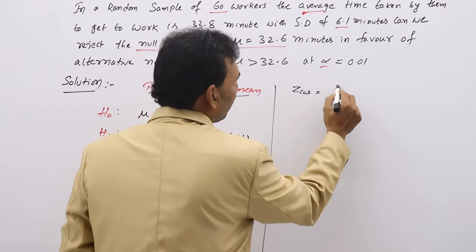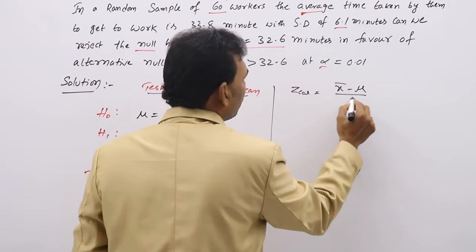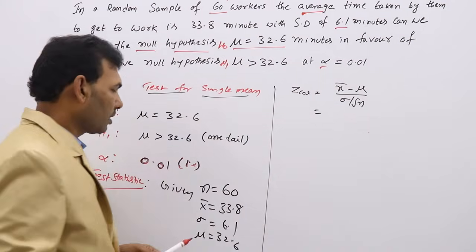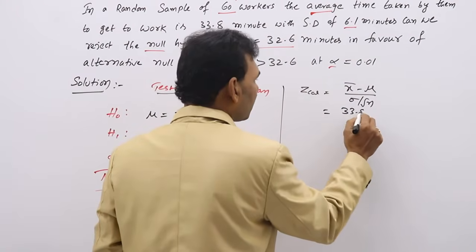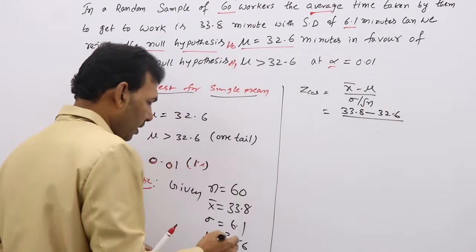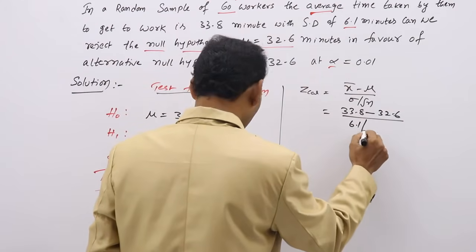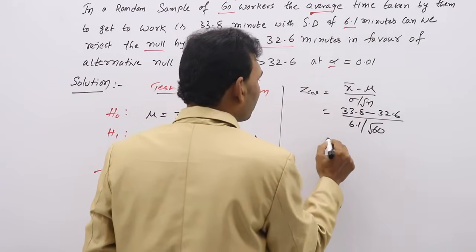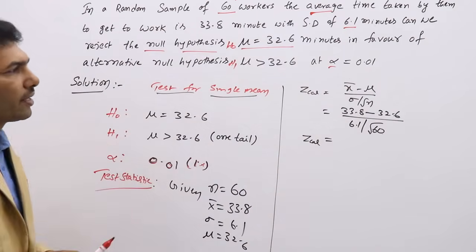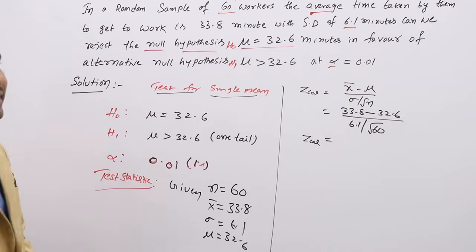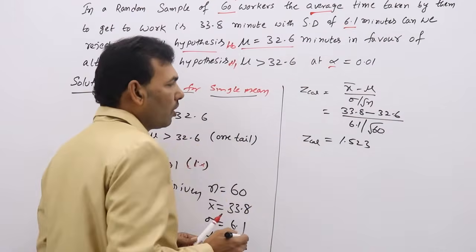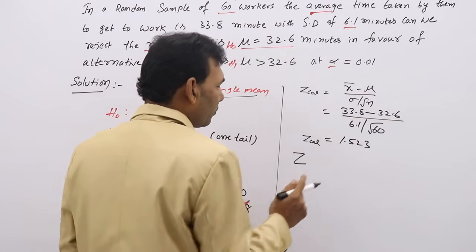Now write the Z calculated formula: Z calculated equals X bar minus mu by sigma by root n. What is X bar? 33.8 minus 32.6 by 6.1 by root 60. Use your calculator to get the Z calculated value. You will get 1.523.